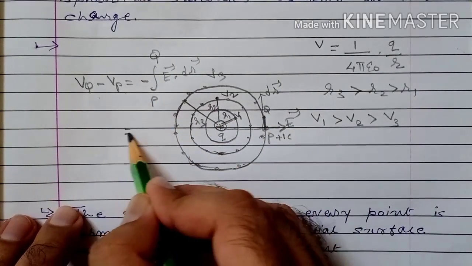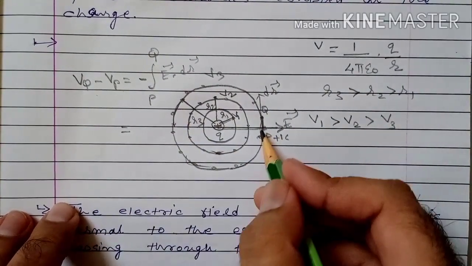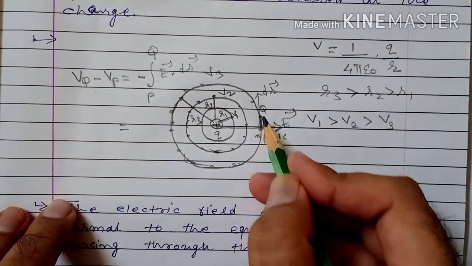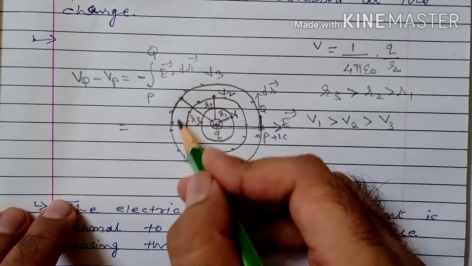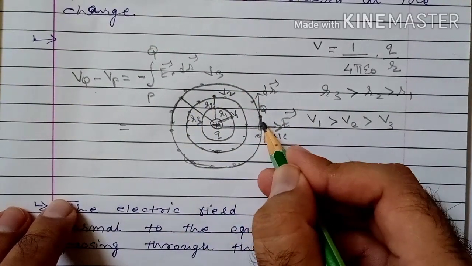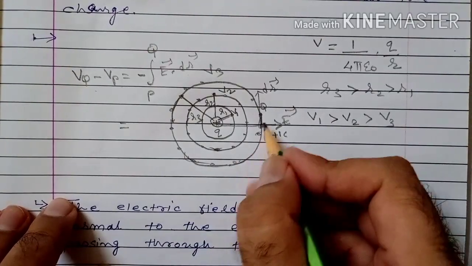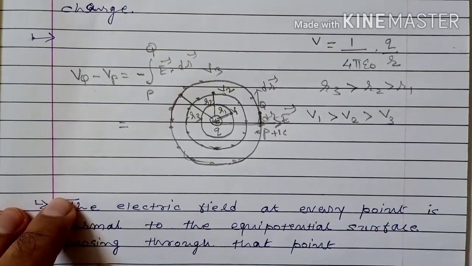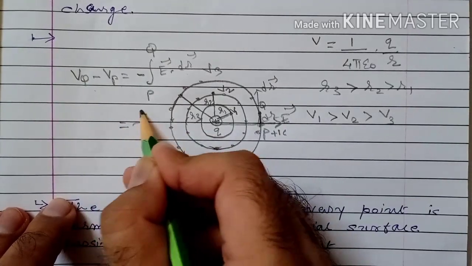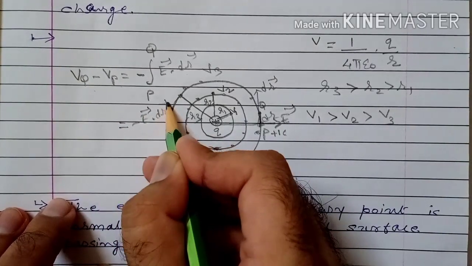Now here we can remove this integration, because integration is used for summation. When we have to add these small paths, then we have to do integration, but we have considered only this one small path dr. So integration summation is not required. So directly we can write VQ minus VP is equal to minus E vector dot dr vector.